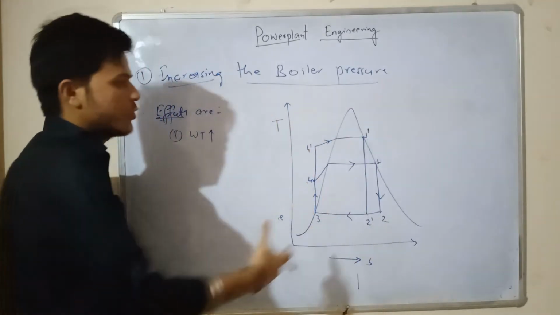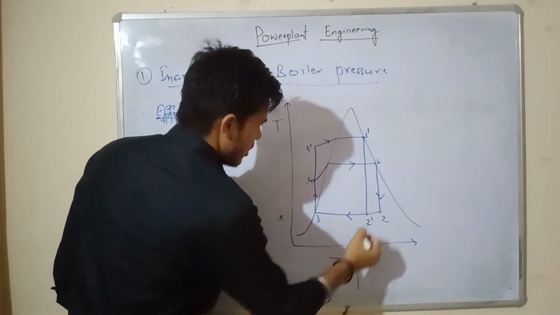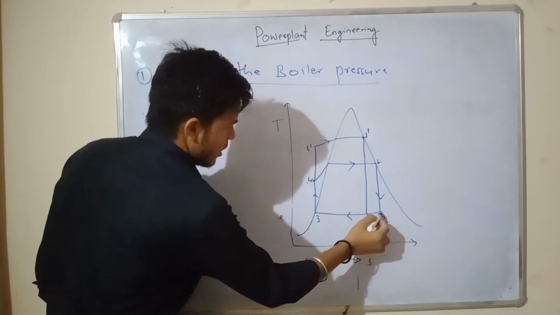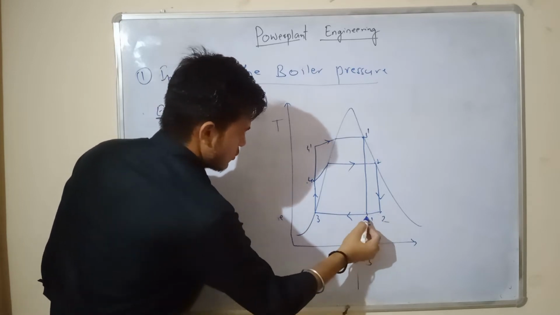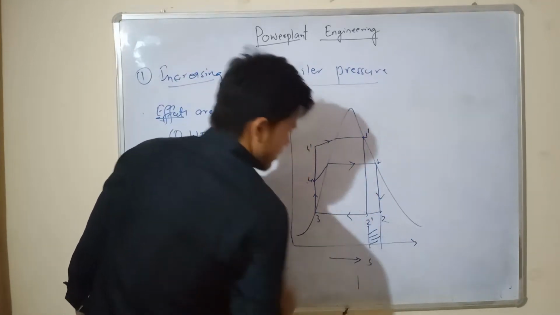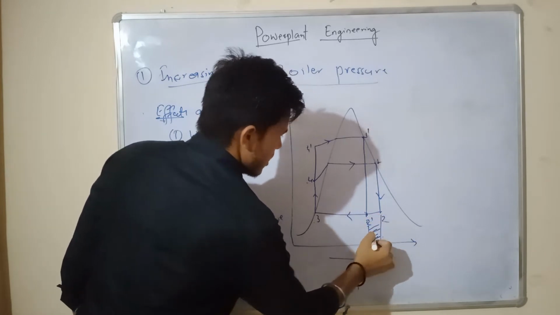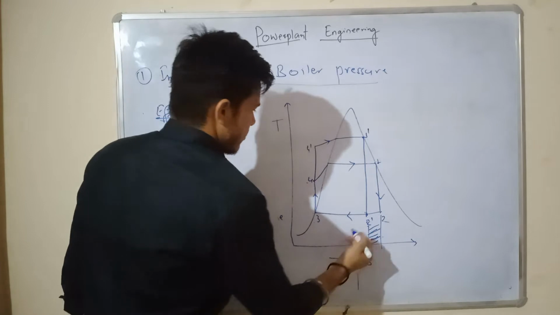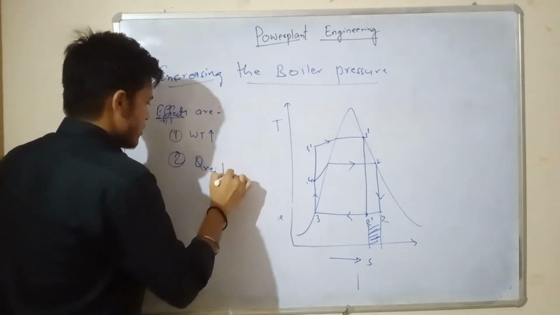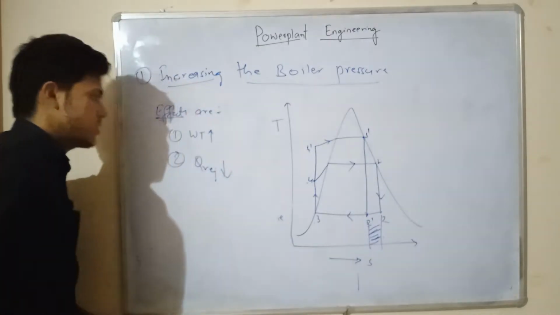Now coming to the process 2 to 3, this part is the condenser before increasing the pressure. After increasing the pressure from 4 to 4 dash, what will happen? The condenser, the heat rejection part, decreases. The condenser work reduces from 2 dash to 3 dash. How much it reduces: this part is gone. Now 2 to 2 dash, this part reduces. It means the heat rejection Q rejection reduces.